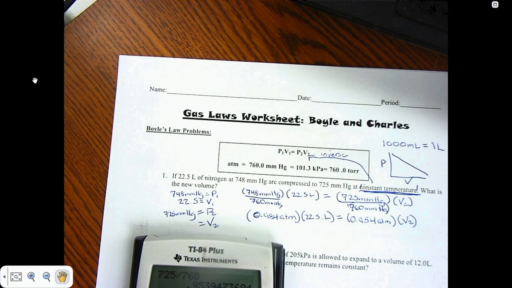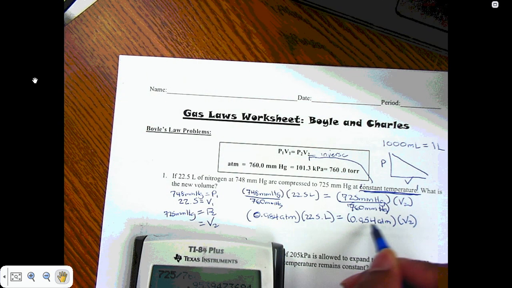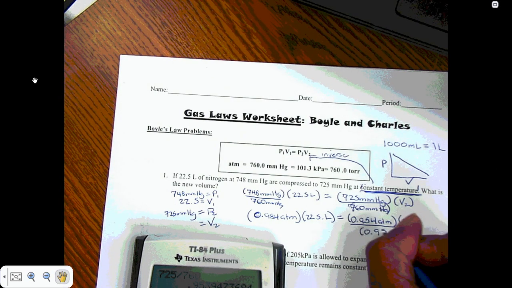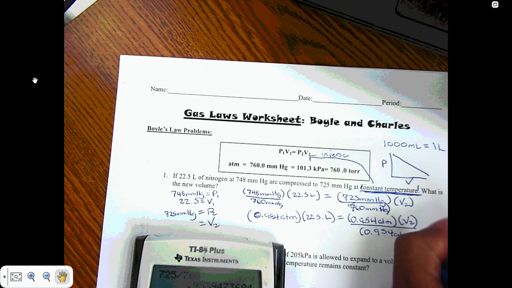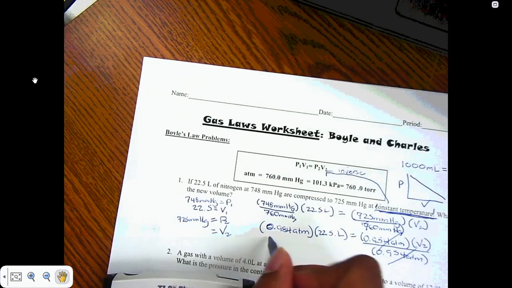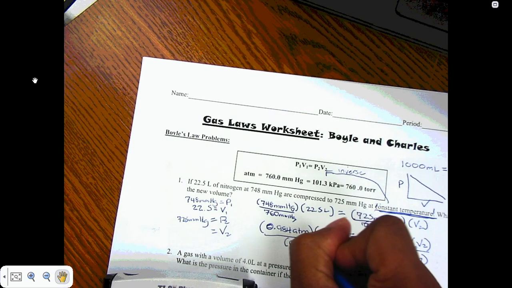Now, I'm then going to proceed to divide both sides by the 0.954 here. And that's going to eliminate this pressure on the right-hand side of the equation. And I'm going to divide that on this side because you want to apply kind of an identity function here.